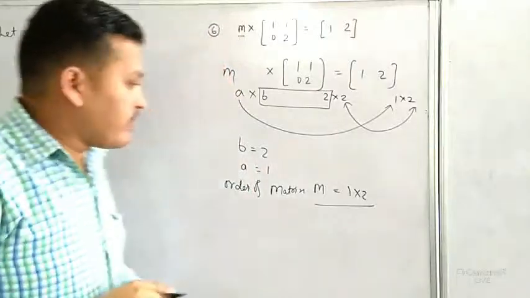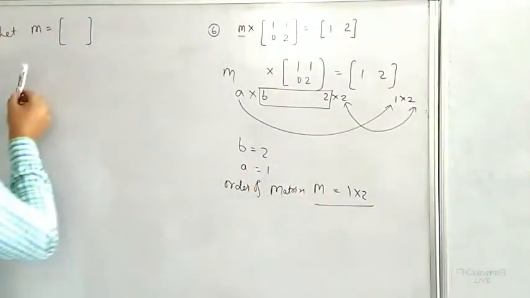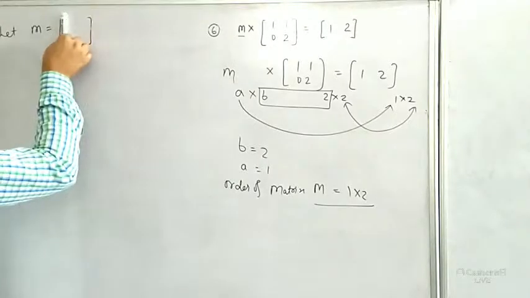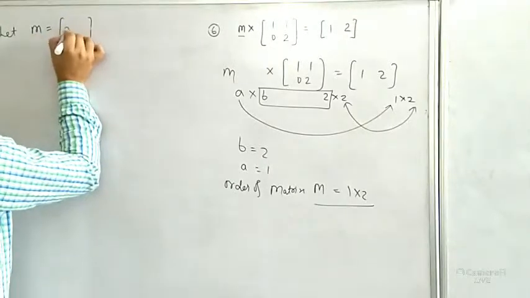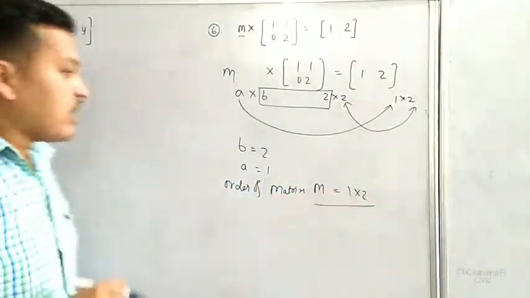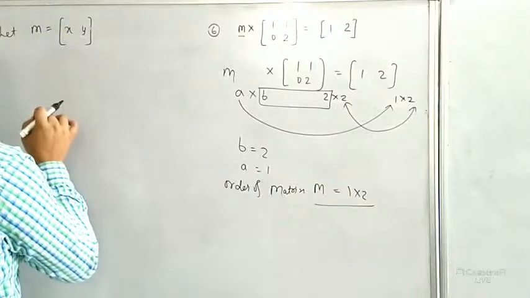So only 2 elements will be there. And 1 row means how will your 1 row be made? This is the 1 row: 1 row and 2 columns, first column, second column. So let's suppose its values are X and Y. Identify the order, and according to the order, let a matrix be X cross Y.